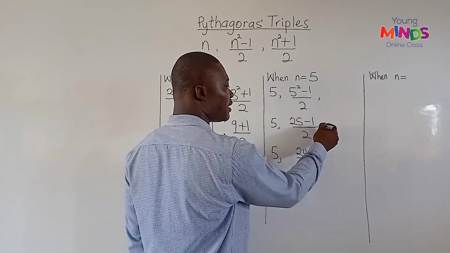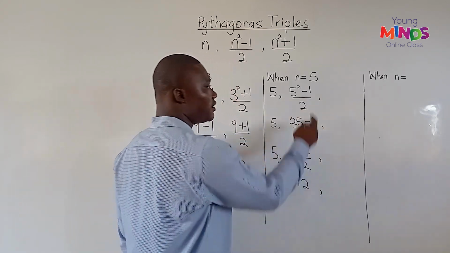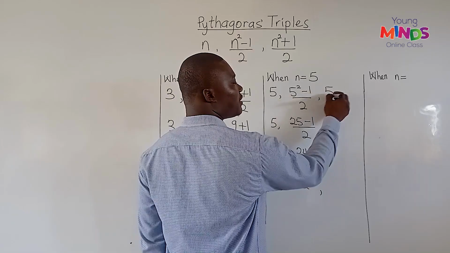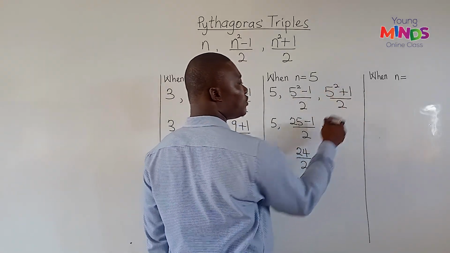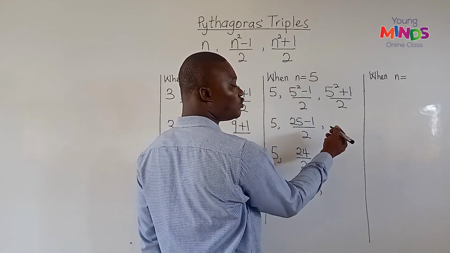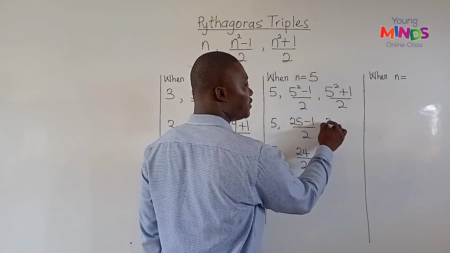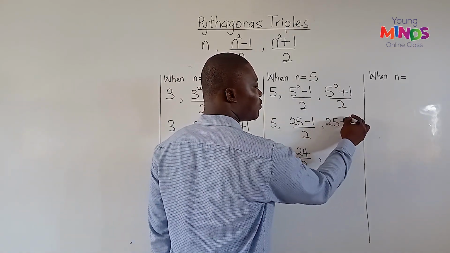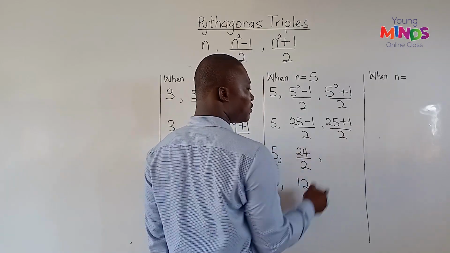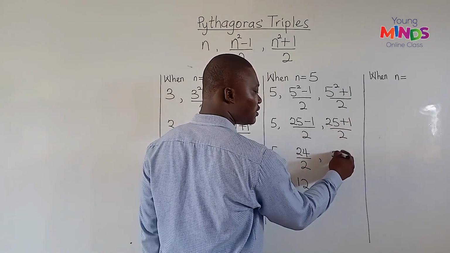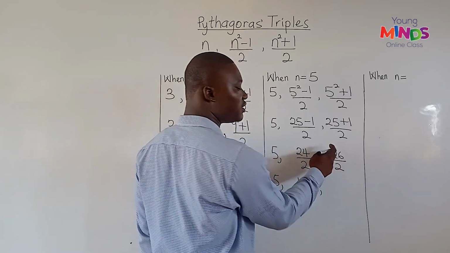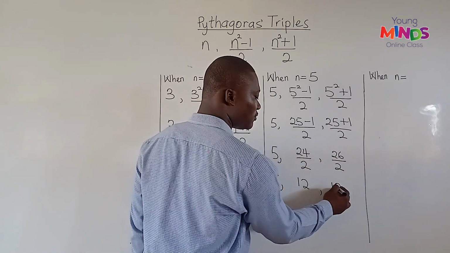Now let's determine the third term. The third term will also be the first term squared plus 1 divided by 2. And 5 exponent 2, 5 times 5, 25, plus 1 divided by 2. So 25 plus 1 will give us 26 divided by 2. And 26 divided by 2, 13.